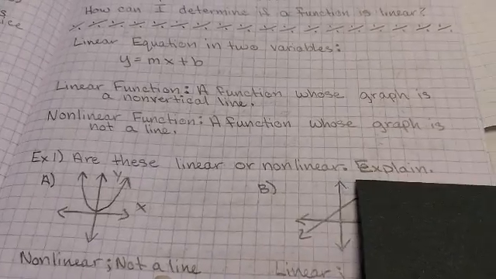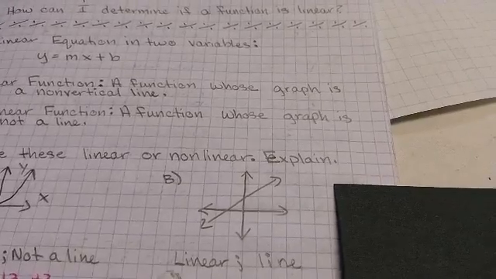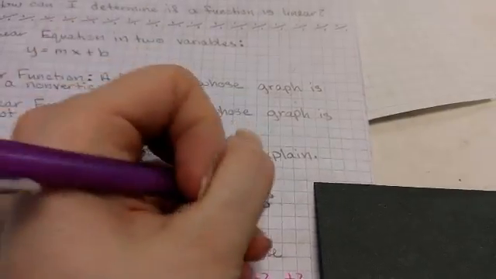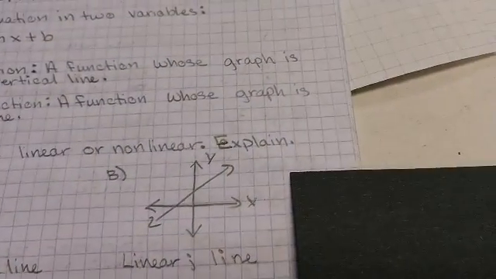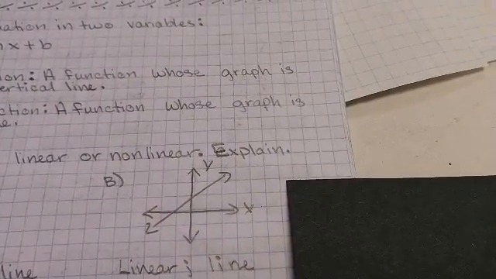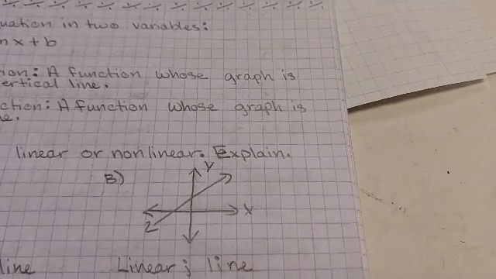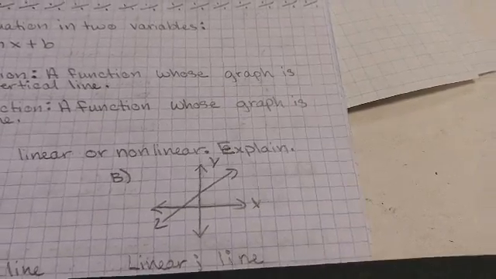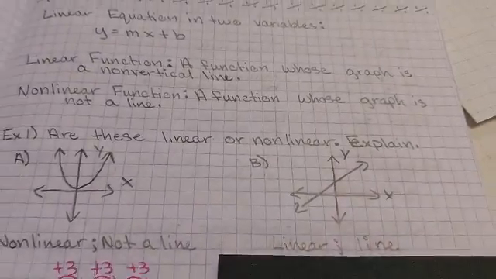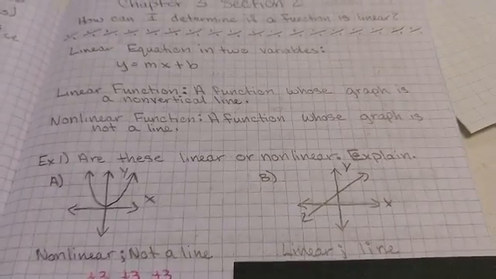Okay. B, this one is a linear function because it forms a line. Let's go ahead and copy that one down. So looking at a graph, it should be fairly straightforward to tell if it's going to be a linear function or not. Is it a line? Is it not a line?